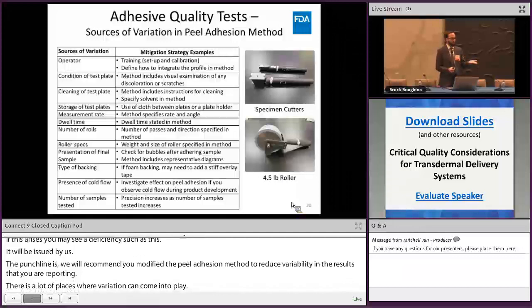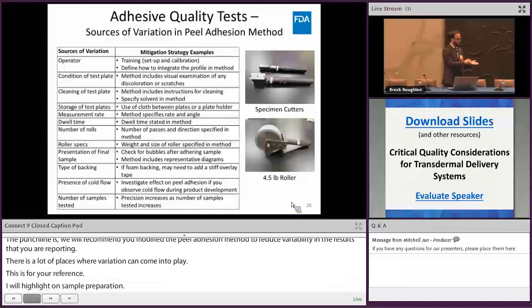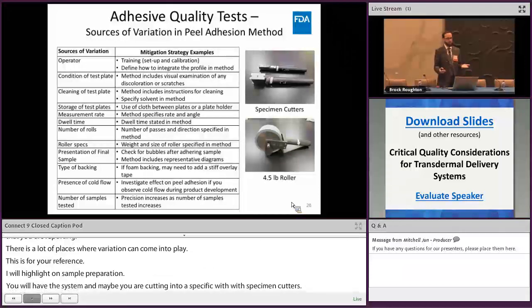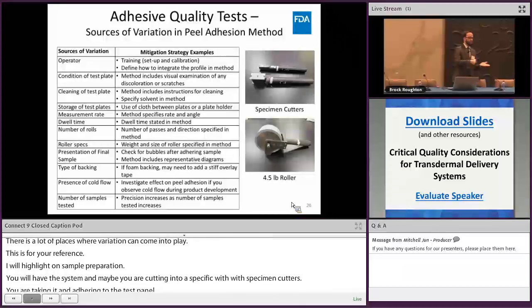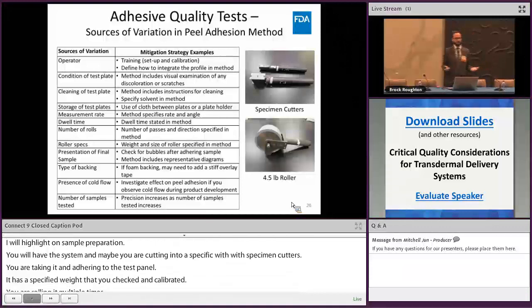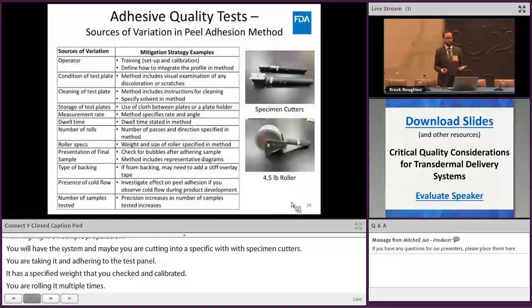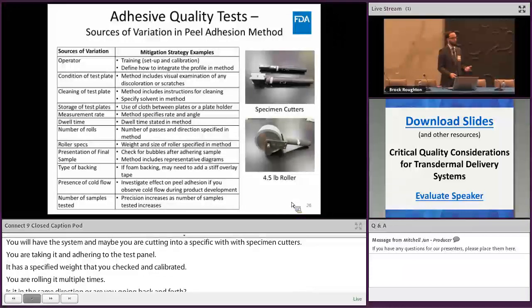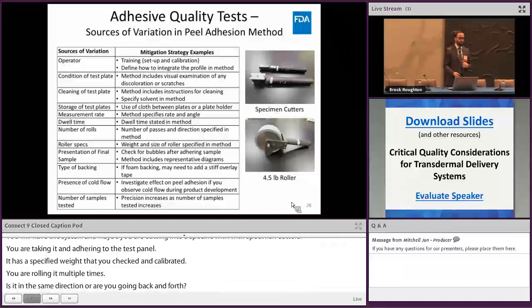So you'll have the system, and maybe you're cutting it to a specific width with specimen cutters. And then you're adhering it to the test panel with a roller. And that roller has a specified weight that you've checked and calibrated. And then you're rolling it multiple times. Is it all in the same direction, or are you rolling back and forth? All of these things can be specified in your method, and that will minimize sources of operator variation, which will in turn minimize sources of variation in your data.